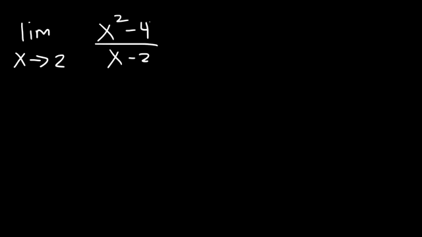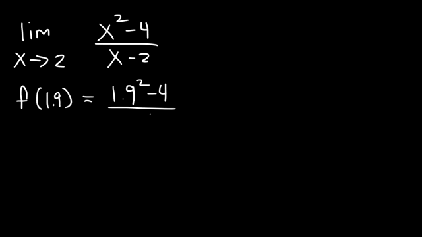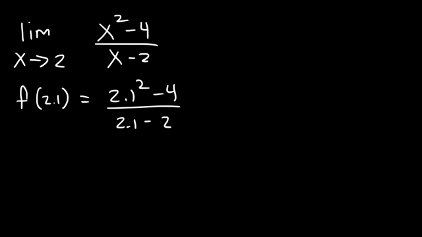So for example, let's call this f of x. Let's calculate f of 1.9. Actually, let's make it 2.1, so let's get a positive answer instead of a negative one. 2.1 squared minus 4 is about 0.41, and 2.1 minus 2 is 0.1, so this is going to be 4.1.